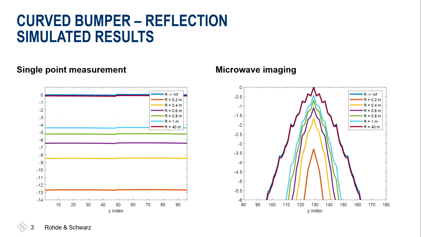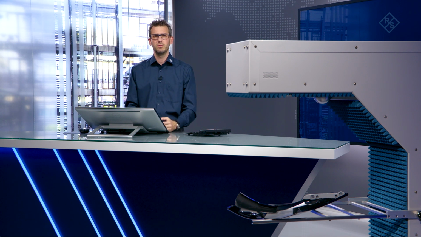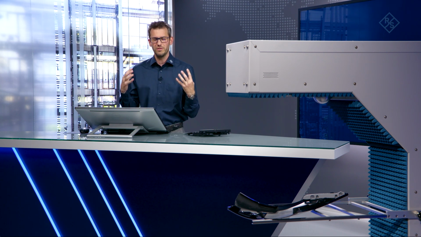So if we select, for example, the 0.4 meters or the 0.2 meters, then we have a significant effect in the single point measurement. The yellow line and the orange line are at about minus 8.5 and minus 12 point something dB reflectivity. So that means even though we have 0 dB reflectivity, we're not measuring 0 dB reflectivity with that certain sample due to the sheer fact that it's curved.